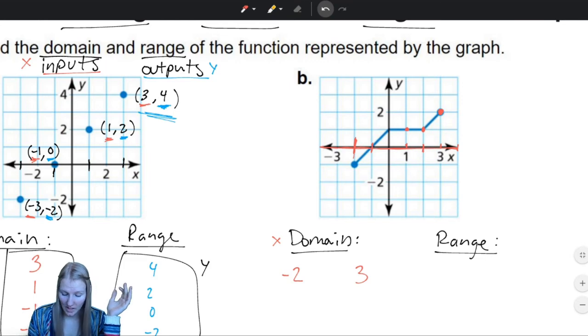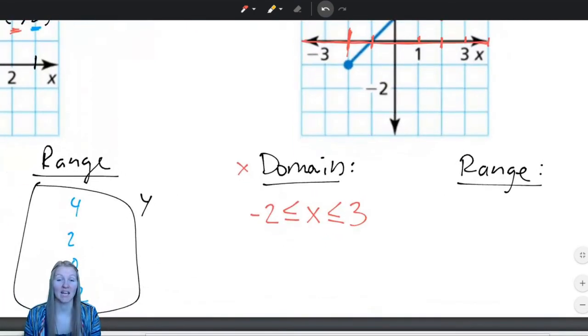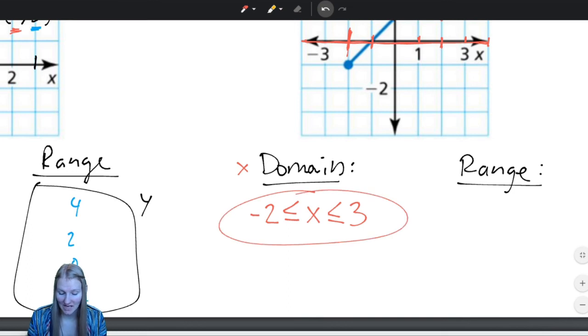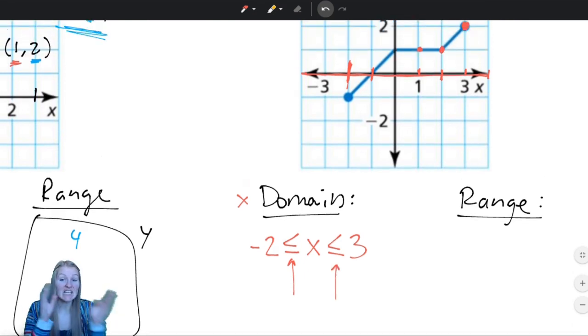And because my domain is talking about my x values, what we say is that x, or the input, can be anything in between -2 and 3. So you'll remember this from chapter 2. What this means is x is greater than or equal to -2, but less than or equal to 3. Or x is in between -2 and 3.